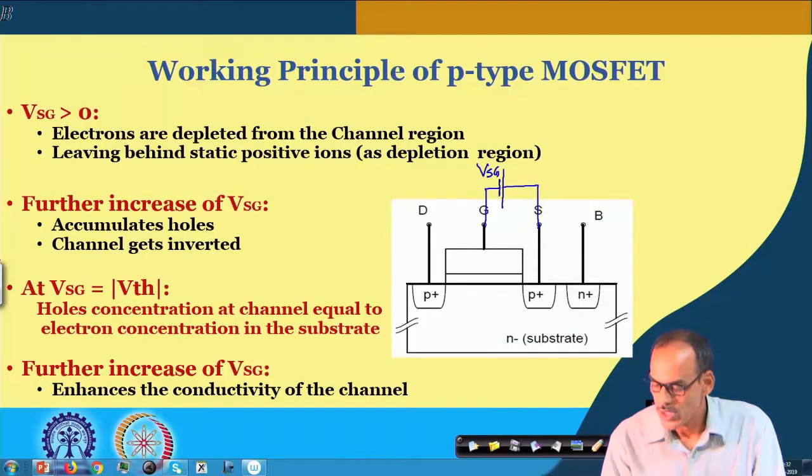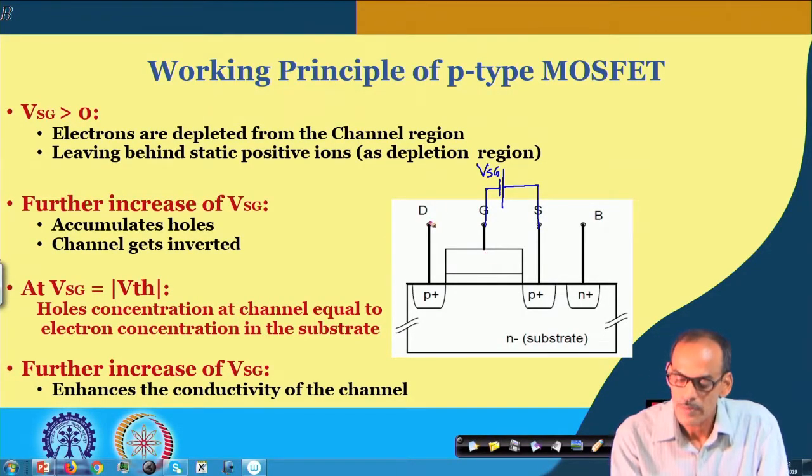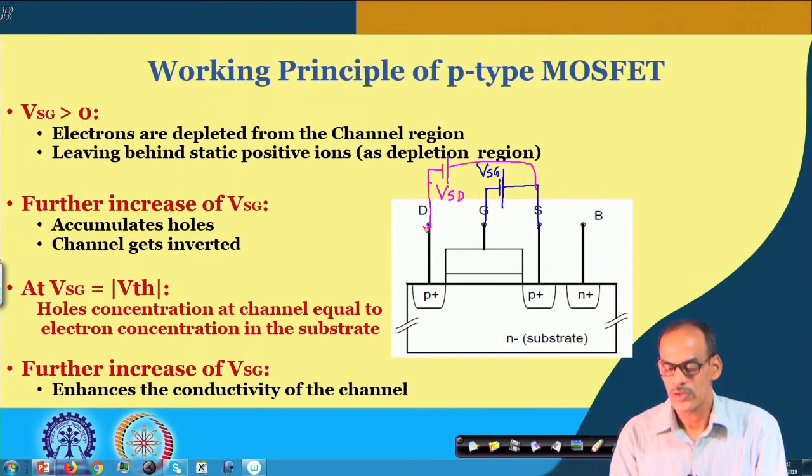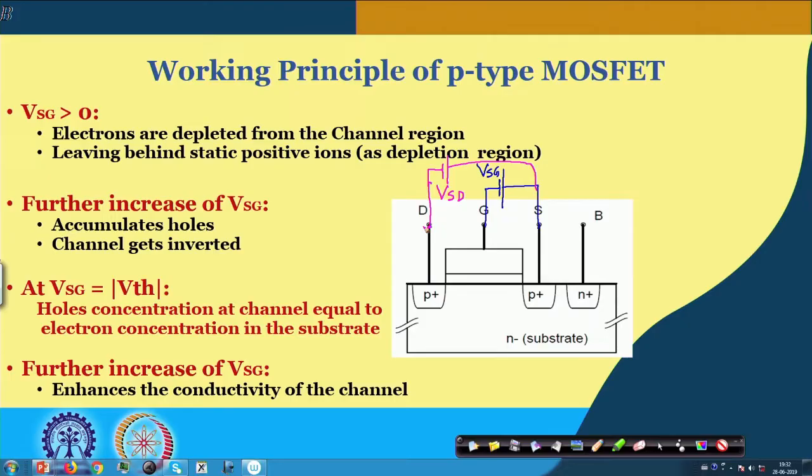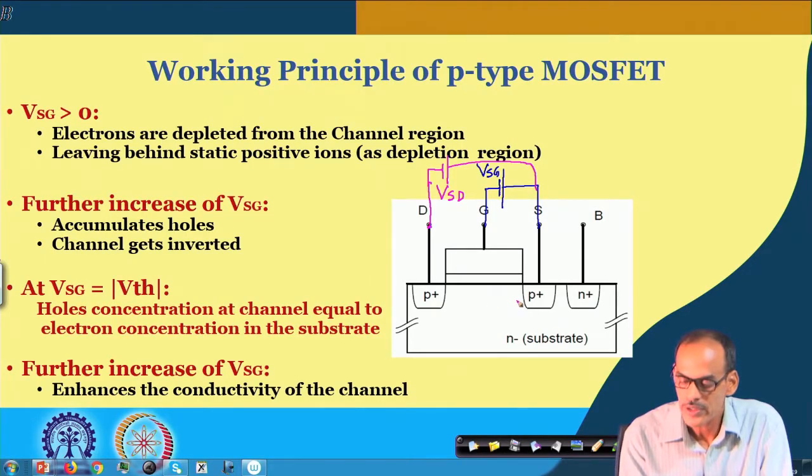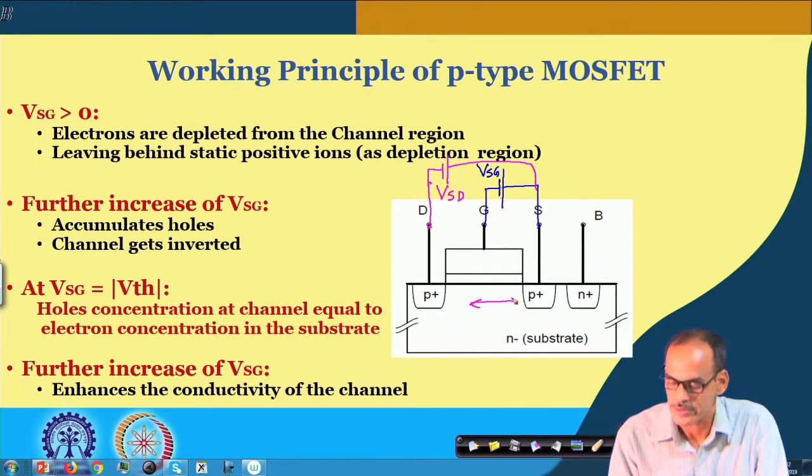and we have to apply VSD. So, we do have the VSD here, which makes the drain side at lower potential. Of course, we have to make the drain at lower potential with respect to the source, so that the current is flowing in this direction, and also we said that the holes are supposed to be flowing in the same direction.